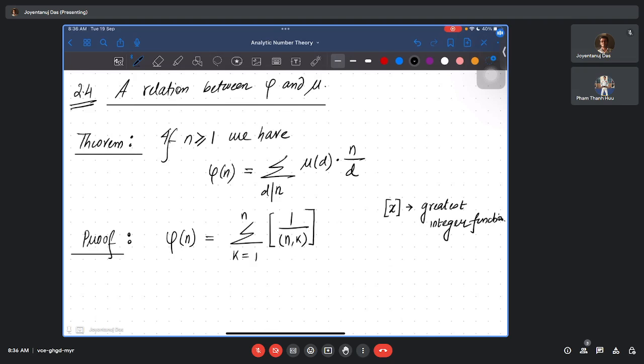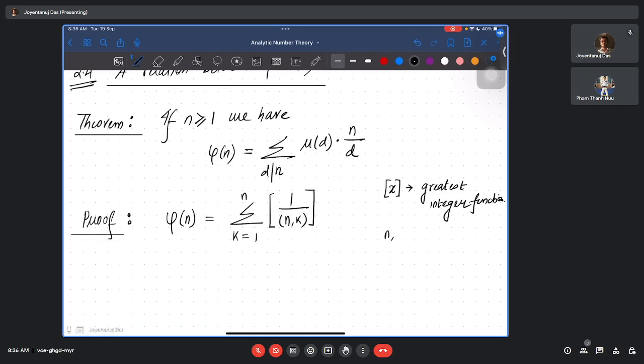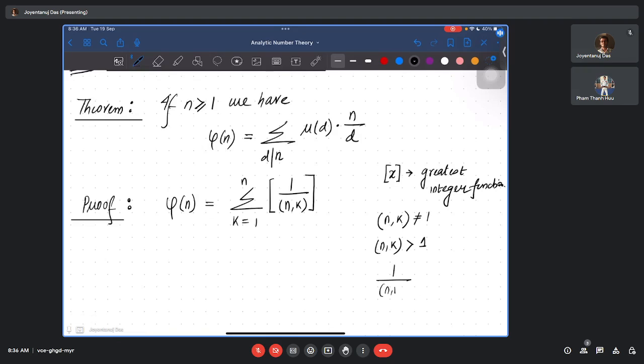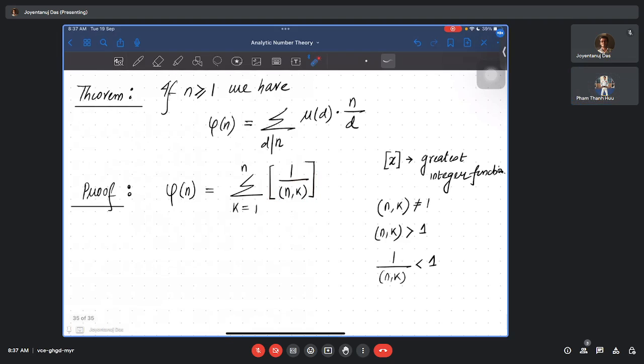Here I can write it as a summation of this thing because suppose the GCD of n and k is not equal to 1. In other words, if the GCD of n and k is strictly greater than 1, then 1 by the GCD of n and k will be strictly less than 1, so the box of that will be 0. So if I take the summation over k equals 1 to n of the box of 1 over GCD of n comma k, this term will only survive when the GCD is 1. That's why I can write it like this.